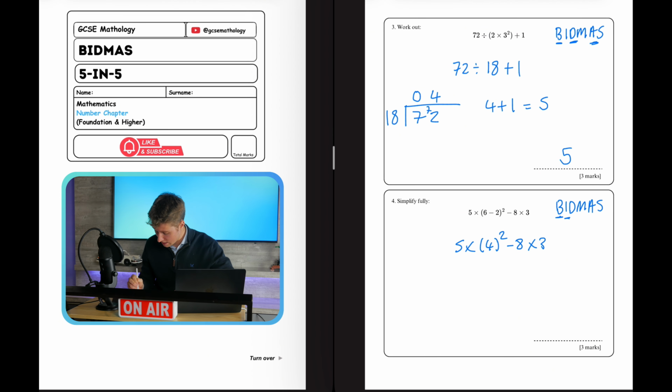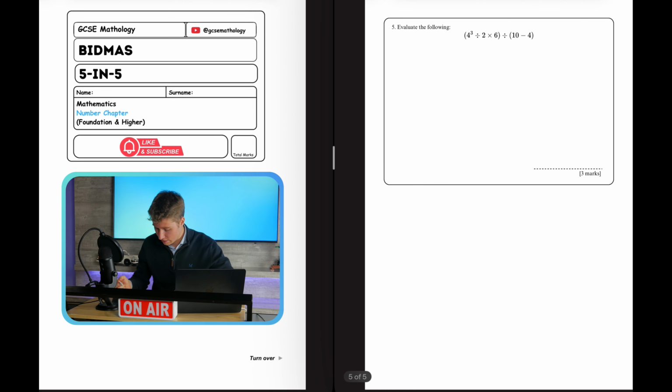Next we've got this indice here, 4 squared. So I'm going to simplify that. So 5 times 4 squared, which is 16, minus 8 times 3. And then we've got 5 times 16 and then minus 8 times 3. So 5 times 16. 5 times 10 is 50. 5 times 6 is 30. Add the two together, that gives us 80. Minus 8 times 3, which is 24, and then 80 subtract 24, this gives us 56.